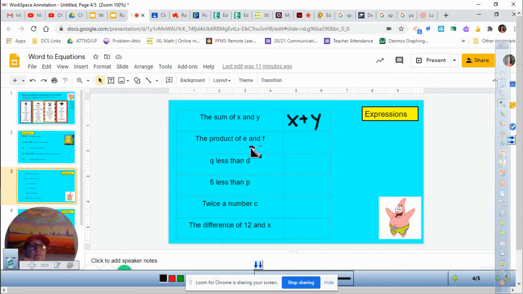The product of E and F. Product means we multiply. These are variables. We don't use a multiplication symbol. We just say EF. That means E times F.